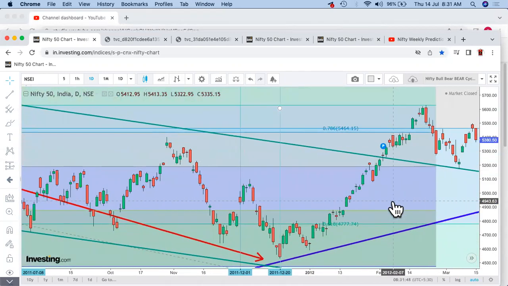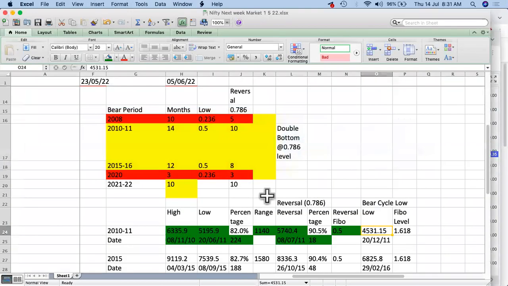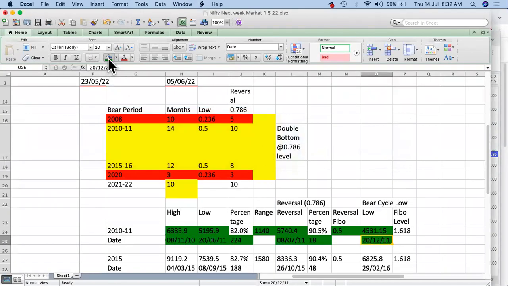And we'll also find out the low. So the low was there on 4531.15. So this is the low, and the date which was there is 20th of December 2011. So we'll mark this also in green, and the Fibonacci that we got is 1.61, right? So these are the facts which are there for 2010, 2011.